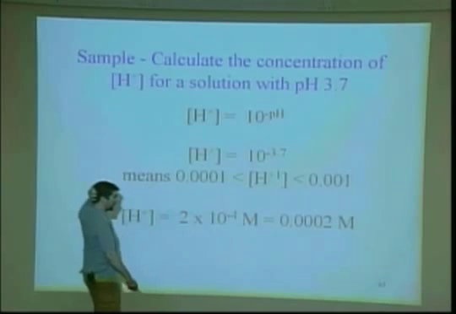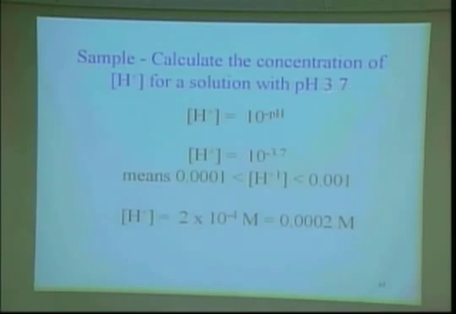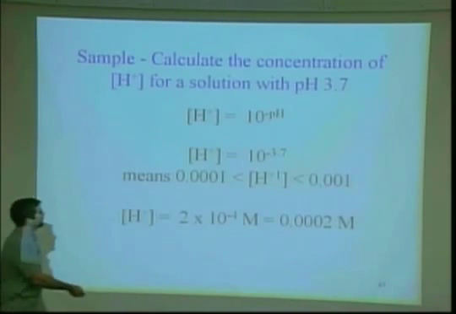That's the theory. Okay? All right, so take your pH. Take 10 raised to the minus pH, whatever that is, so 10 to the minus 3.7. You'll get 0.0002 molar as your answer. That's your concentration value for hydrogen.